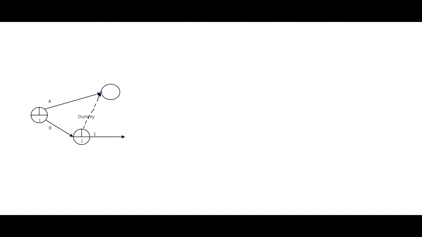Now you can name this particular event as number 3. Then you can start both C and D from the same event. After completing A and B, we can start C. We can start D as well. Just name them C and D.